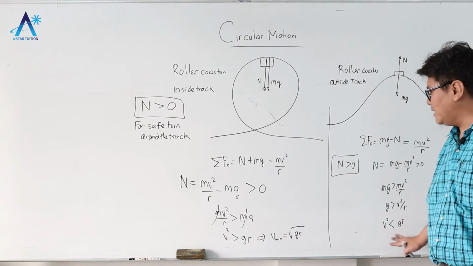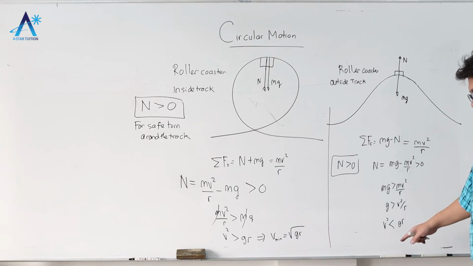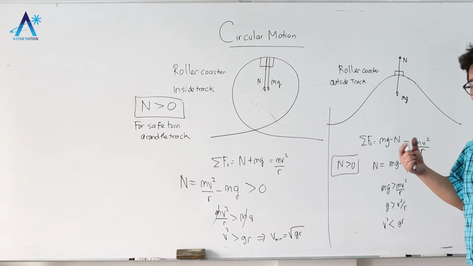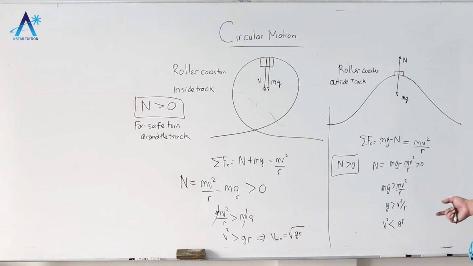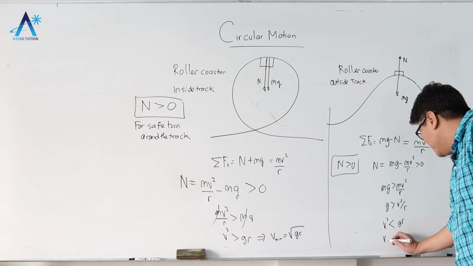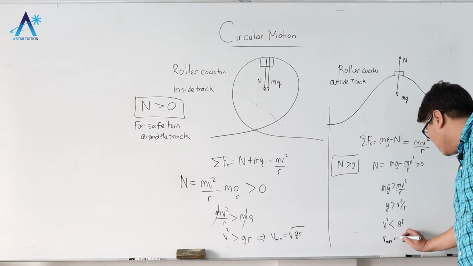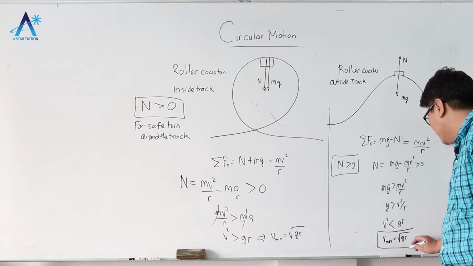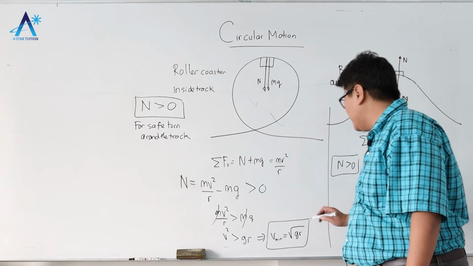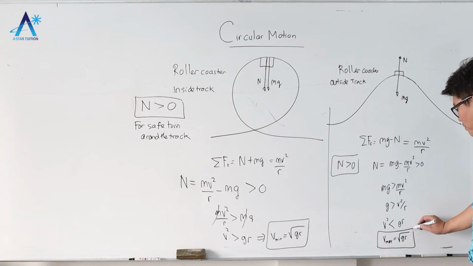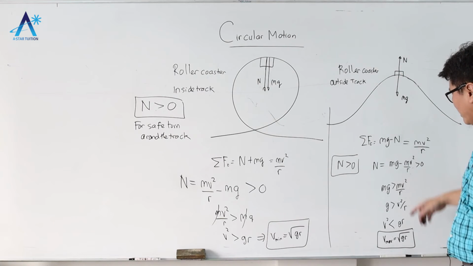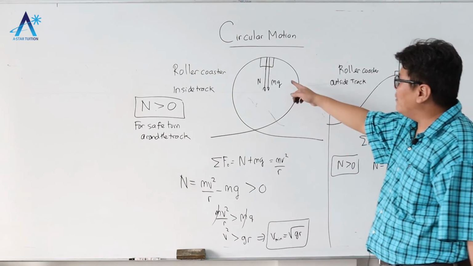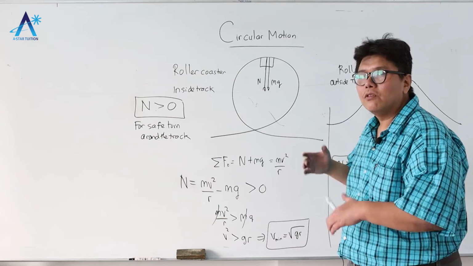So you can see that this is kind of similar, only the inequality sign changes. In this case, this would be the maximum. v squared must be less than gr. So it cannot be more than that. So v has a maximum value of root of gr. So they are both, at least numerically, the same expression. But for the roller coaster on the outside track, this is the maximum value, because if it travels too fast, it will lose contact. Whereas here, if it travels too slow, it will lose contact, and both are not safe.